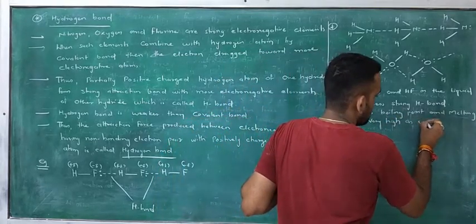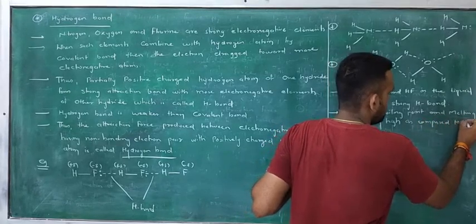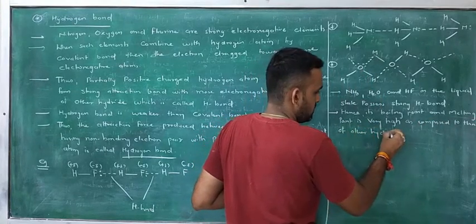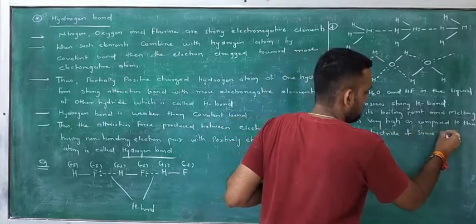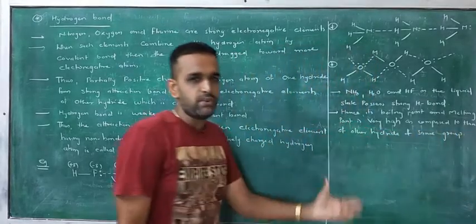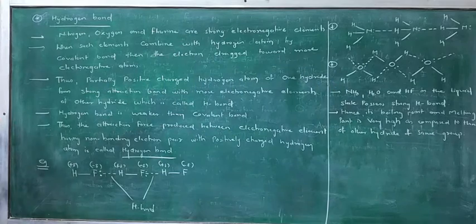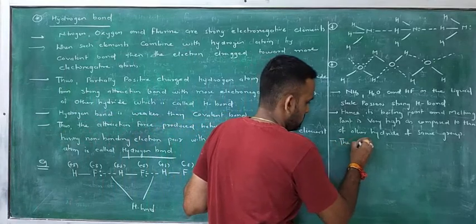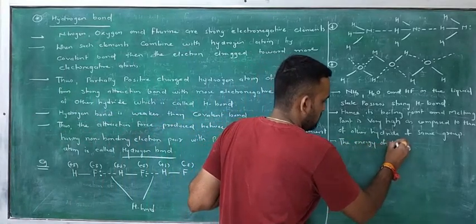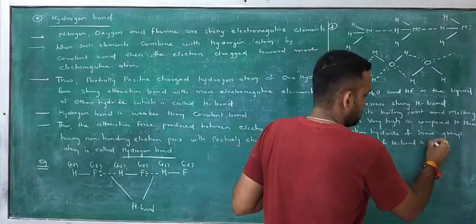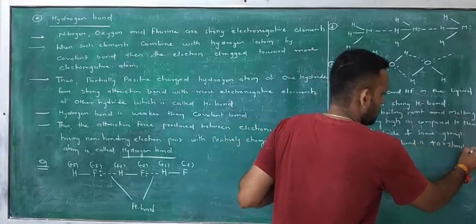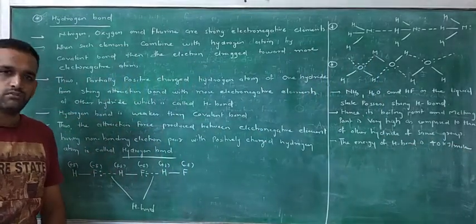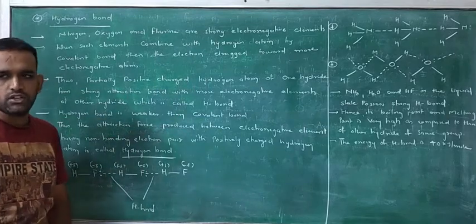That is the group numbers 15, 16, and 17. Is it clear? Now, the energy of hydrogen bond is 40 kilojoule per mole, right? And we can also say that the hydrogen bond is stronger than the van der Waals attraction force.